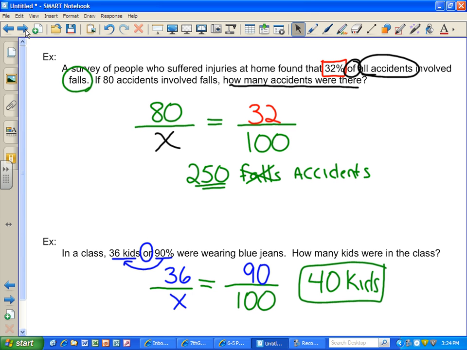Okay. So that's how we set up proportions when we are looking at word problems. Again, just take notes on this. Do not write a summary, and then you guys are going to answer about 10 questions relating to percent proportions.